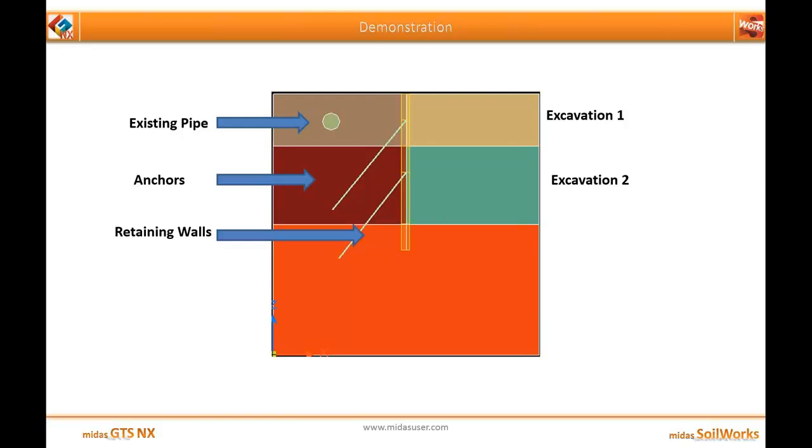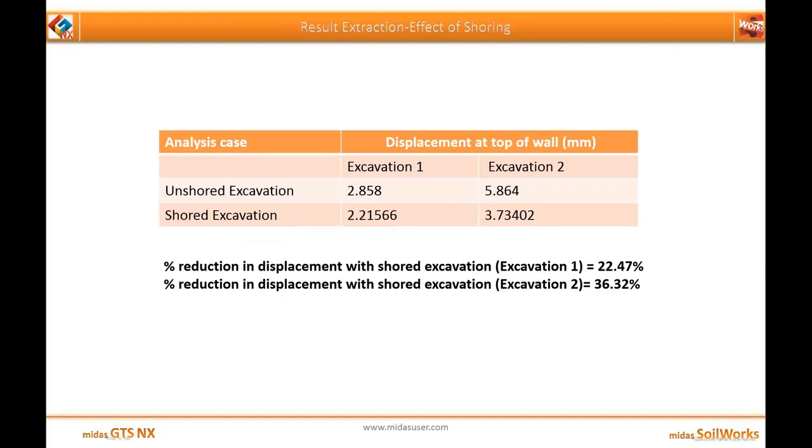Now a few of the results which I've extracted and I would like to share with all of you. First is the effect of shoring. For the unshored excavation, you can see that I have considered the displacement of the top of the wall. The percentage reduction in displacement with shoring was around 22.47% for excavation 1, and after excavation 2 it is around 36.32%. So you can see how the shoring affects it, because it is the horizontal displacement which would finally be leading to failures in deep excavation.